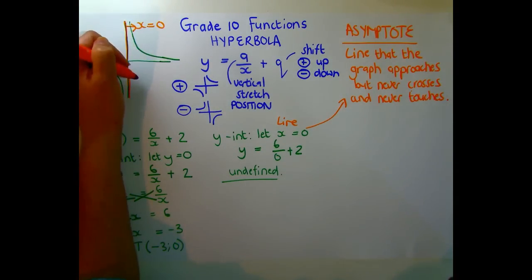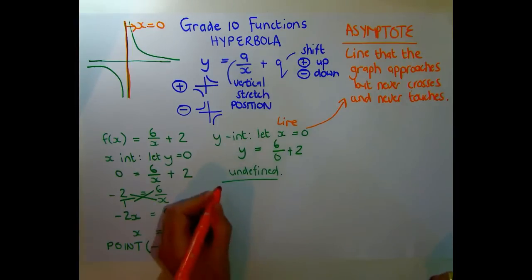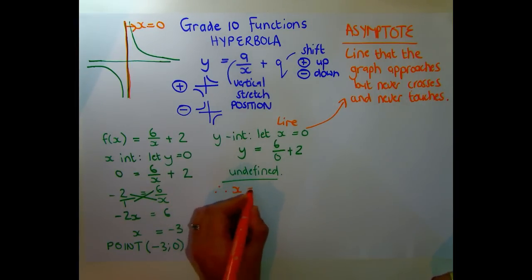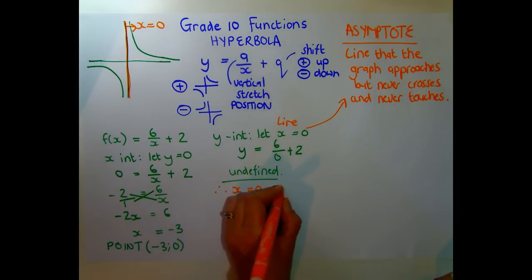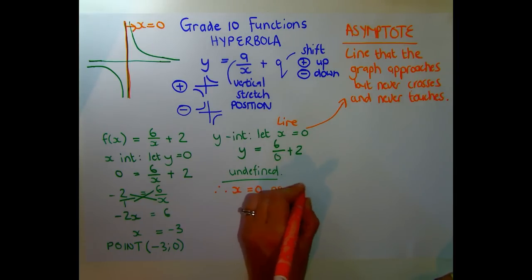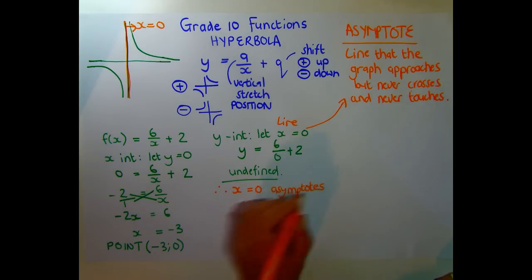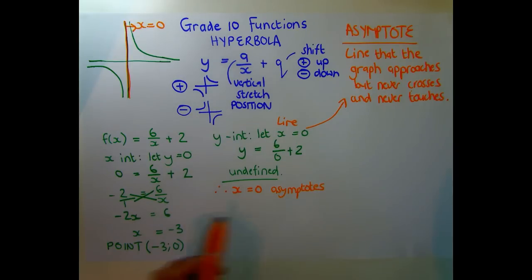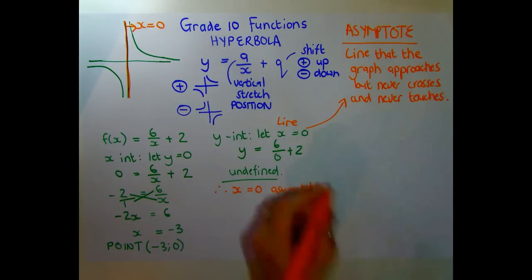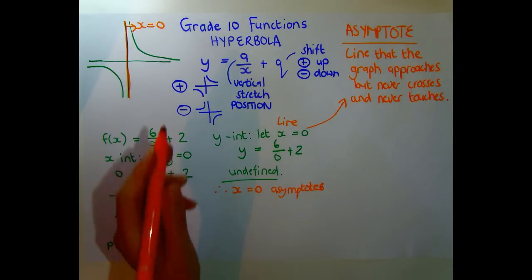That is an asymptote. Okay, so here this means that x equals 0 is the asymptote, and that is like that for all of the hyperbolas we do this year. We're going to be shifting left and right in grade 11 where that asymptote will change. So x equals 0 is the asymptote that is vertical.